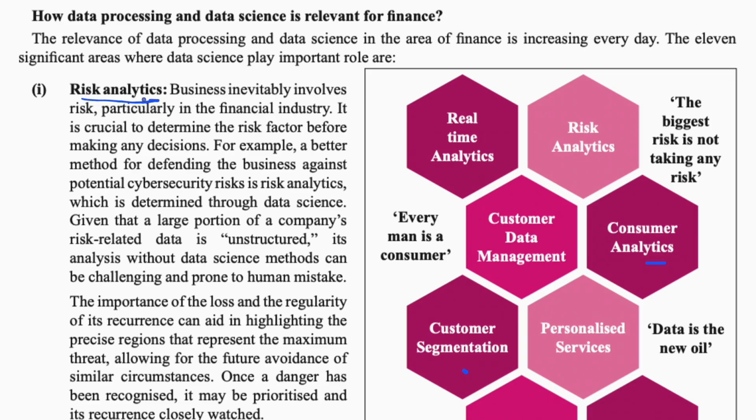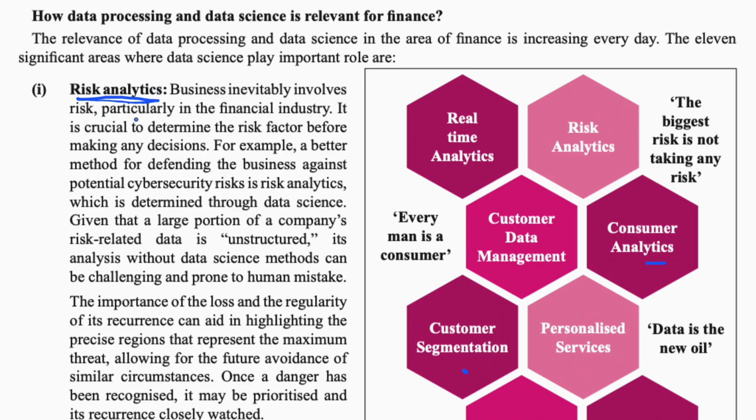First is risk analytics. In finance, before you lend money or invest, you must know the risk. Data science uses historical transaction data and machine learning to score a customer's reliability. If a person applies for a loan, the algorithm instantly checks their past credit behavior to see if they will default or pay on time.